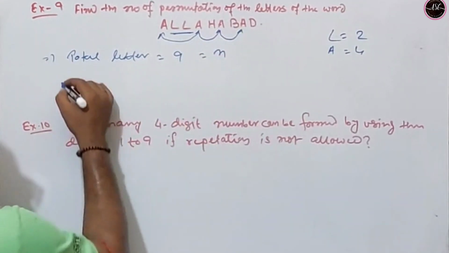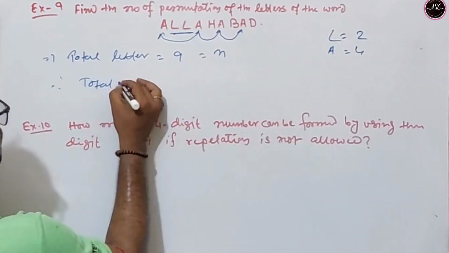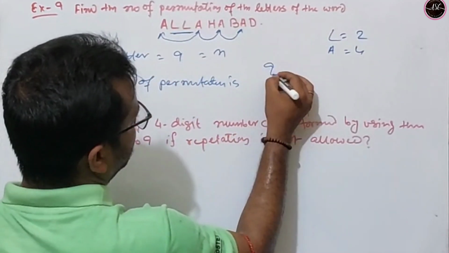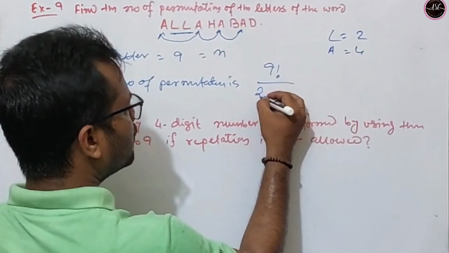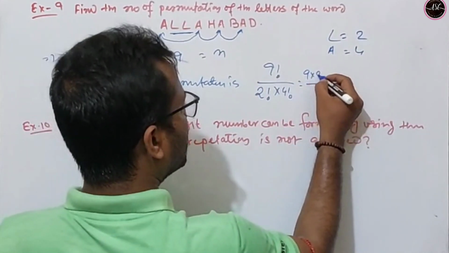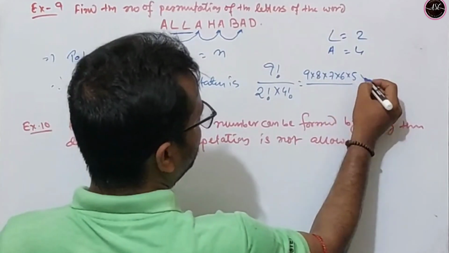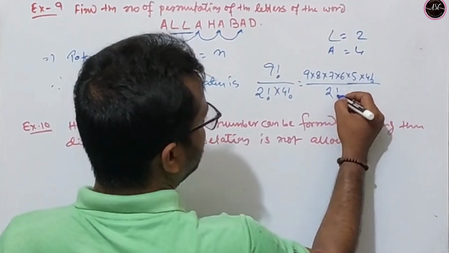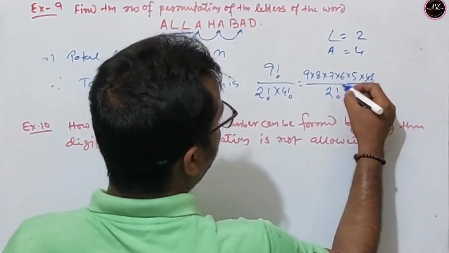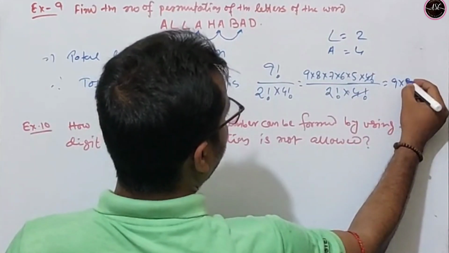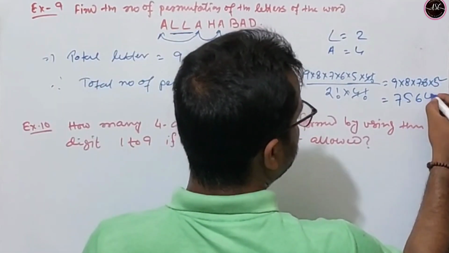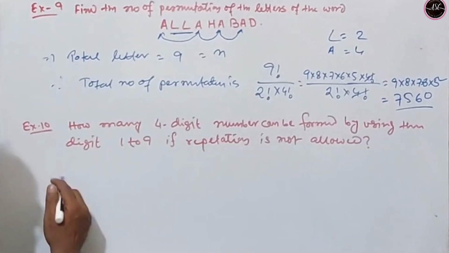So the total number of permutations is 9 factorial divided by the repeated letters' factorials, that means 2 factorial into 4 factorial. This can be written as 9 into 8 into 7 into 6 into 5 into 4 factorial divided by 2 factorial into 4 factorial. 4 factorial will be cancelled out, and 2 factorial equal to 2. Therefore we can write this as 9 into 8 into 7 into 3 into 5. This will be 7560. Look at this question.